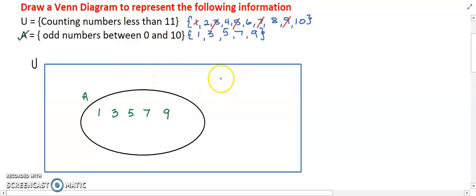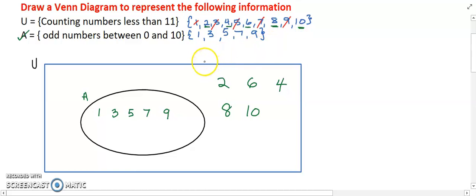And those numbers are 2, 6, 8, and 10. See them here? 2, 6, oops, I forgot 4. There's 4, so we can just put them in. 2, 4, 6, 8, and 10.